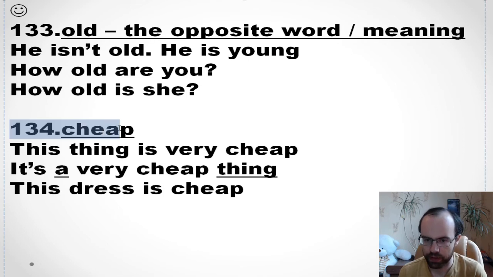Cheap. This thing is very cheap. It's a very cheap thing. So we talked about it. So if you have a noun, an adjective before it, and very, you need to think about a. It's a very cheap thing. This dress is cheap.